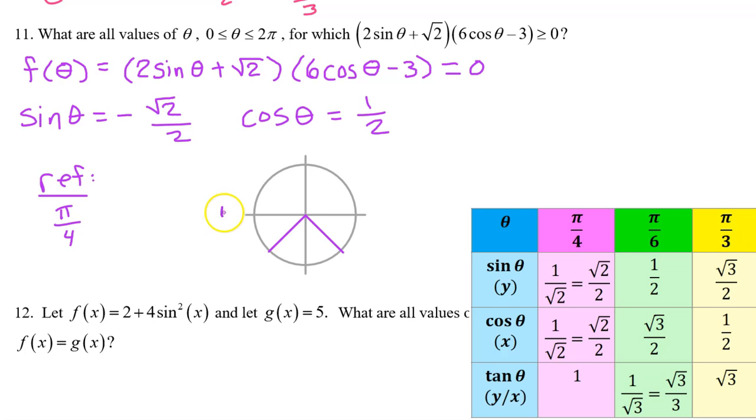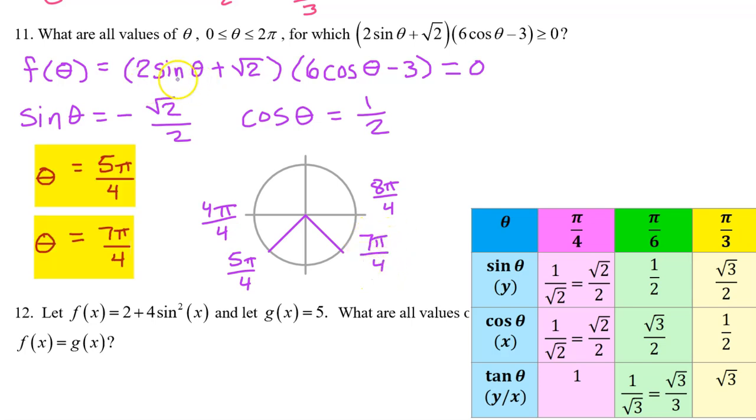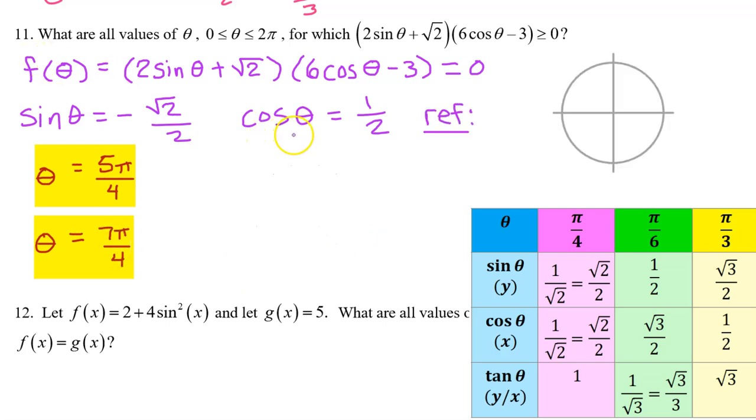We can think of pi as 4 pi over 4, so this angle in the third quadrant is 5 pi over 4. We can think of 2 pi as 8 pi over 4, so the angle in the fourth quadrant is 7 pi over 4. The first factor, and thus f of theta, will equal 0 at 5 pi over 4 and 7 pi over 4. Now let's find where cosine theta equals 1/2.